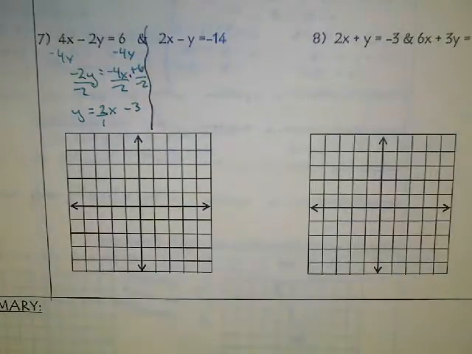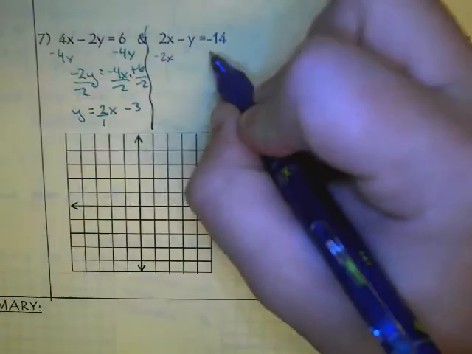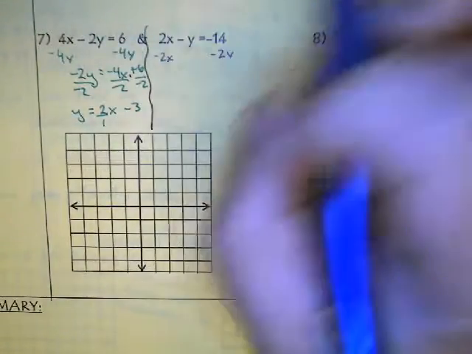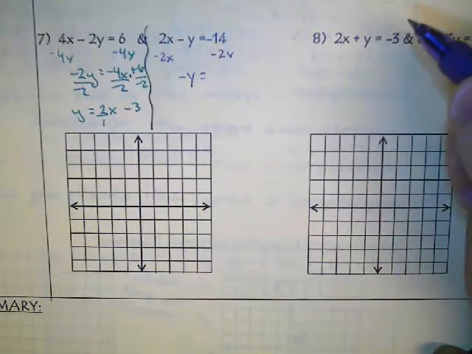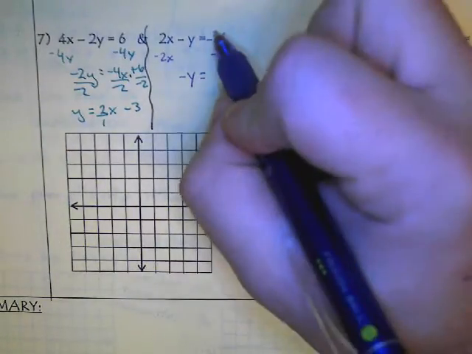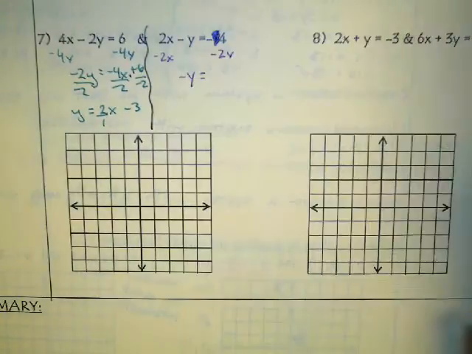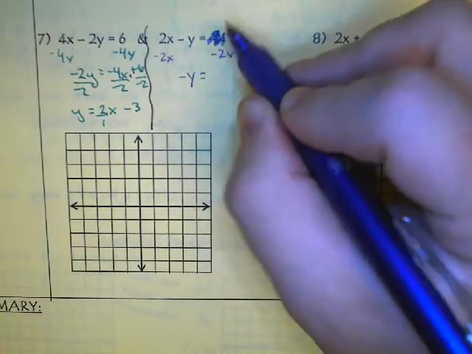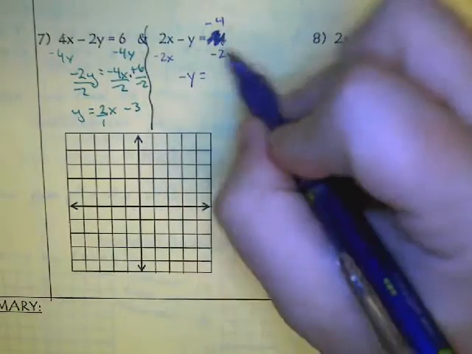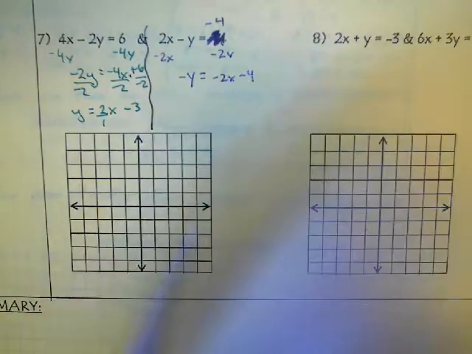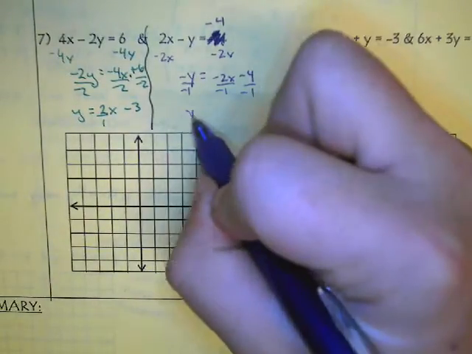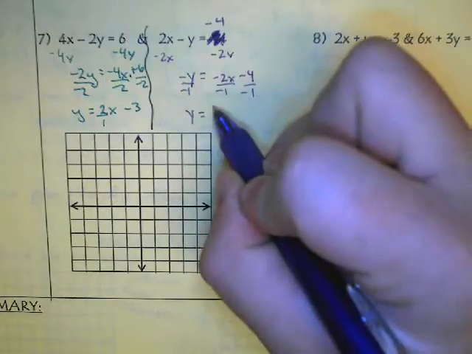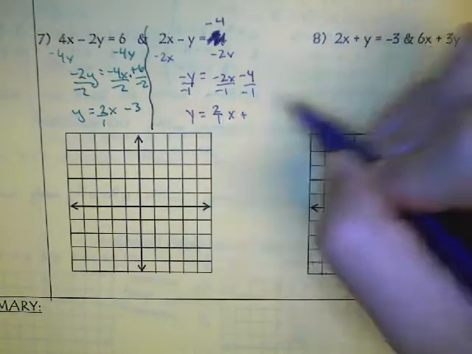Let's go ahead and solve our second equation, and then we'll graph both at the same time. So I'll subtract 2x, and I get -y equals, let's cross this one off because we won't be able to use it. So this is just -4 right here. So -y equals -2x minus 4. We'll divide everything by -1, and I'll get y equals 2 over 1x plus 4.